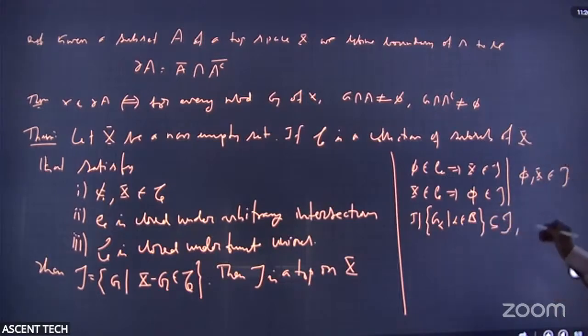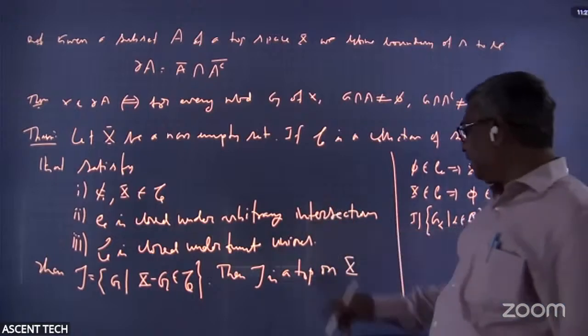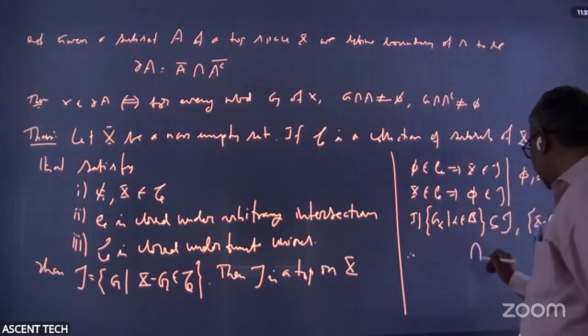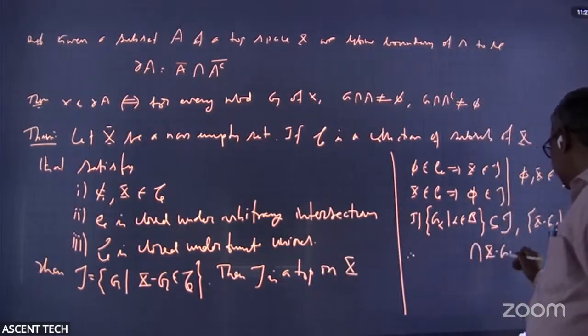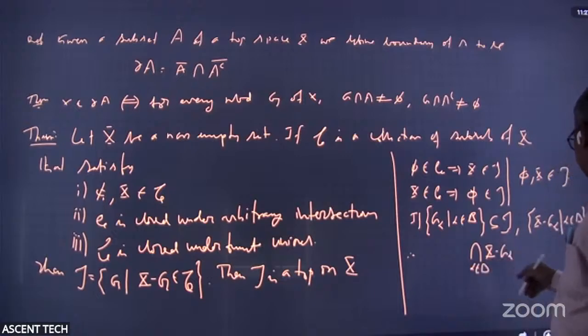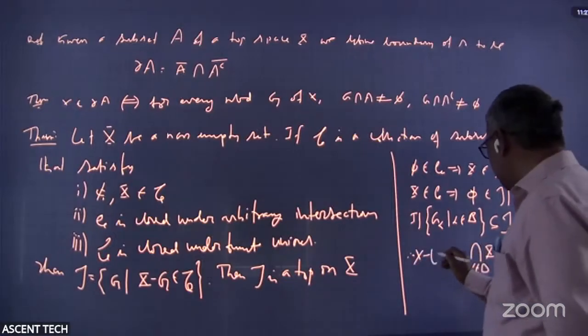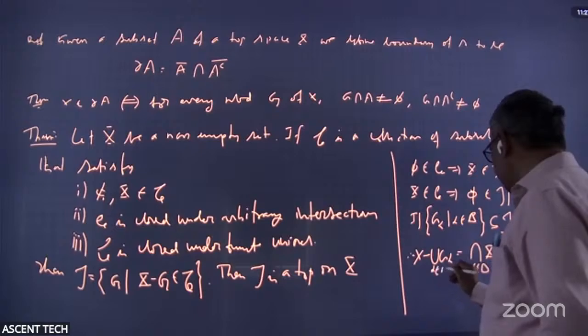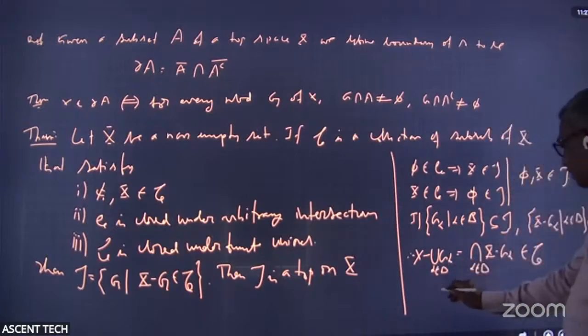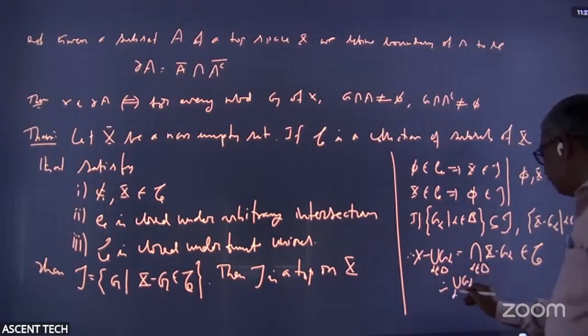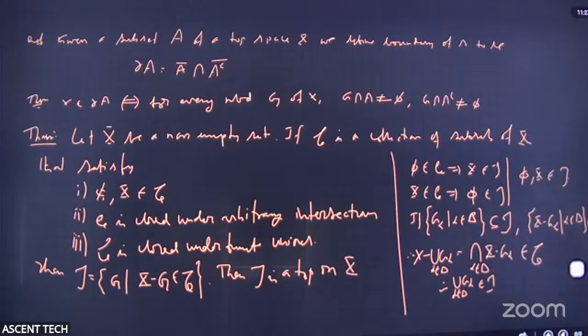Okay, then what is this? X minus G alpha, alpha in delta, becomes a subcollection of C. But C is closed under arbitrary intersection. Therefore, the arbitrary intersection of X minus G alpha, alpha in delta, is going to sit in C. But this, after all, is X minus the arbitrary union of G alphas, and that is in C. Therefore, this union of G alpha, alpha in delta, is in T.